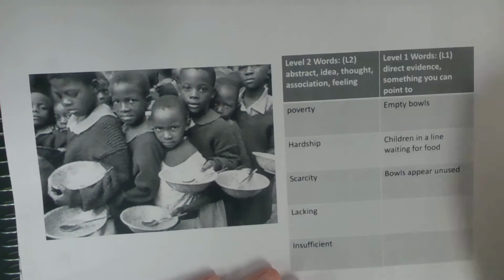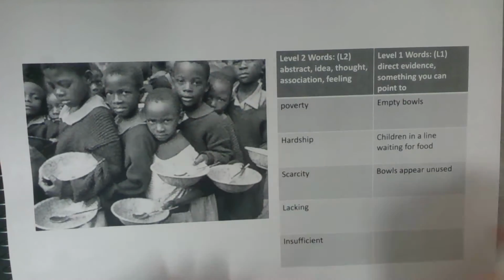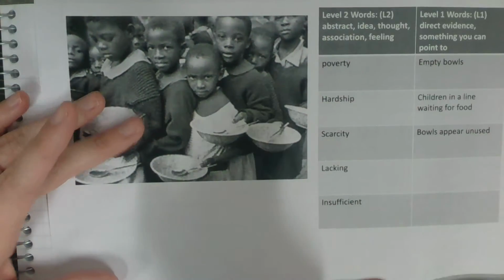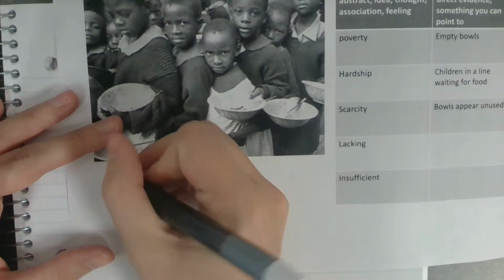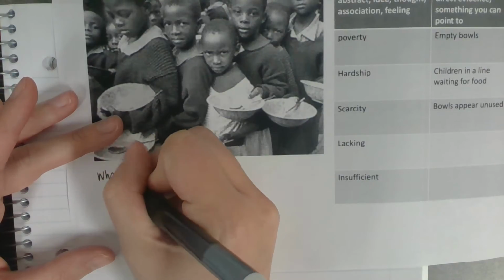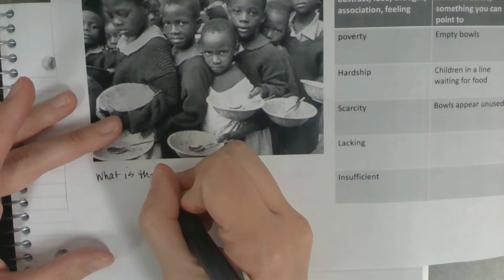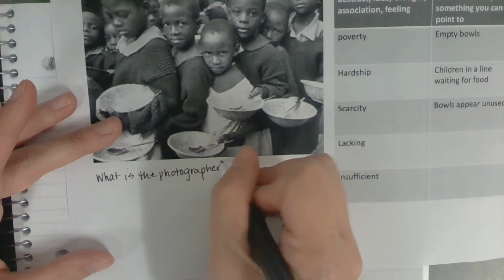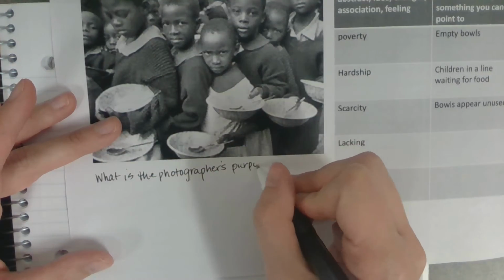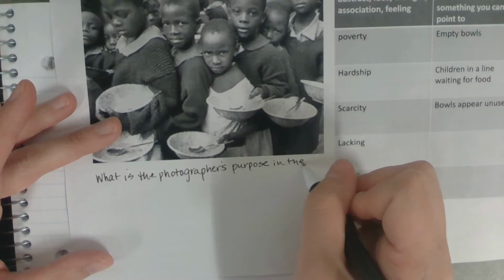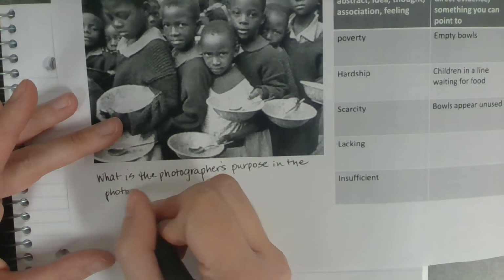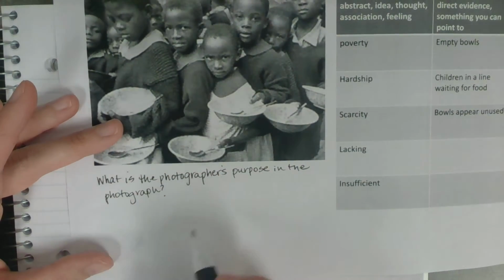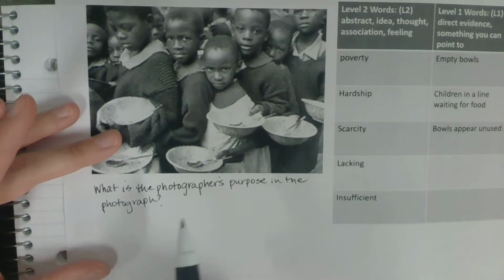Okay, now that we have our T-chart done and we have the analysis done, it's time to actually write a short answer response based on this image. So the question that I'm going to use is, what is the photographer's purpose in the photograph? Okay, so what is the main purpose of this photograph?